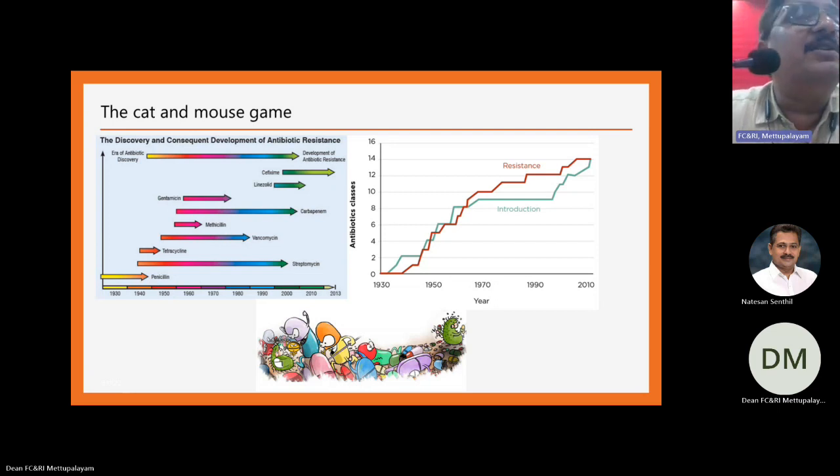Especially, some of the diseases are making a huge comeback. Specifically, one disease that is making a huge comeback is TB. TB is making a huge comeback. Next slide, please.